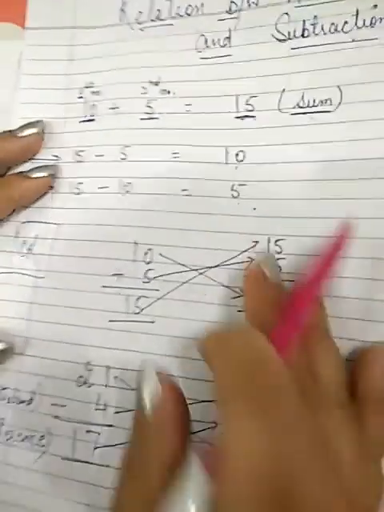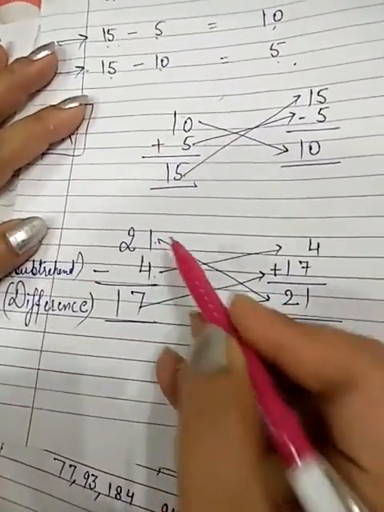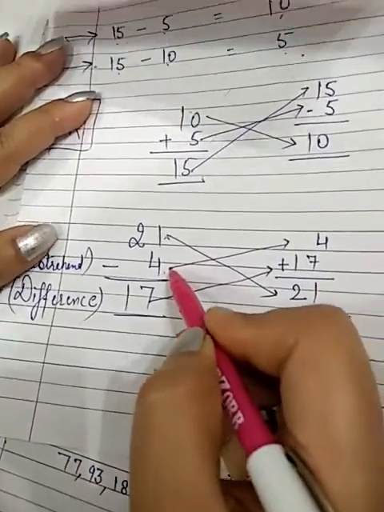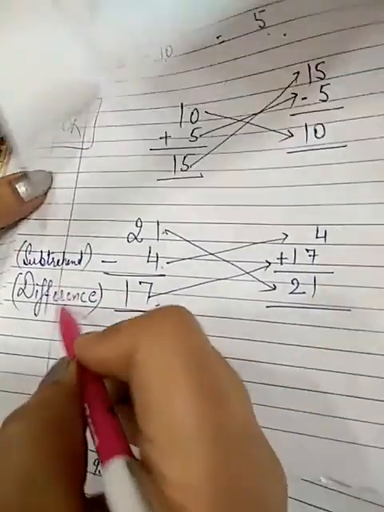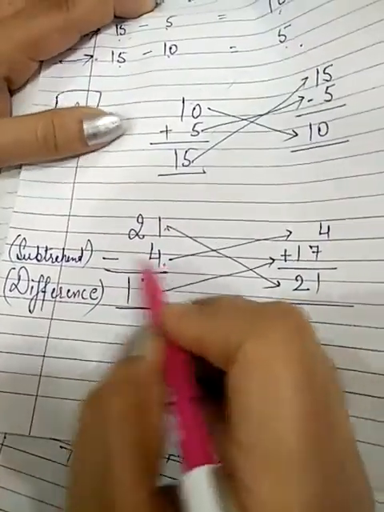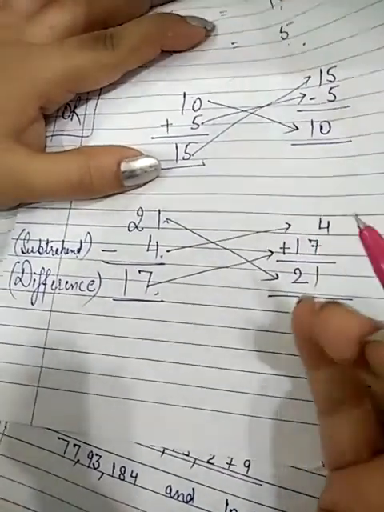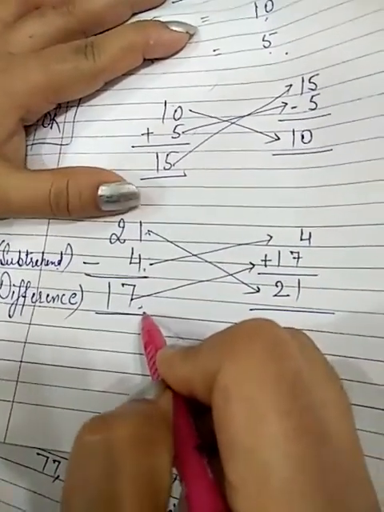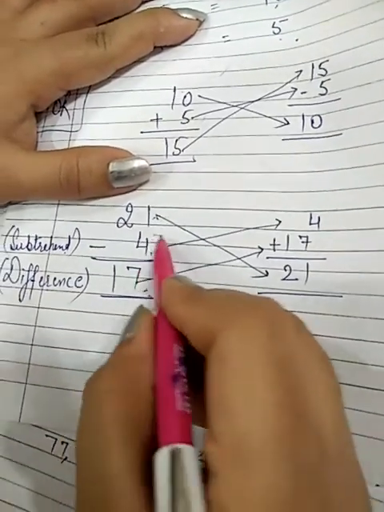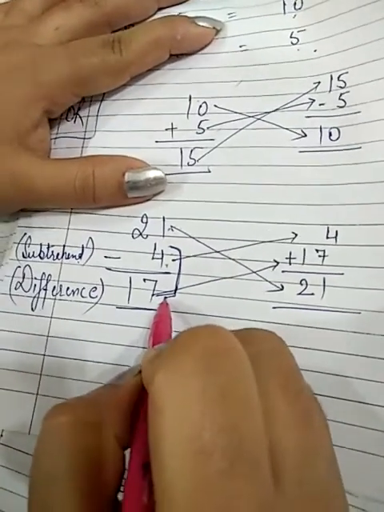Clear? Or you can also say that, see, I am subtracting these two, 21 and 4. So you will get the answer 17. 17 is called the difference, 4 is called the subtrahend. Now what is the relation? If you want to check whether your subtraction is correct or not, what will you do? You will add these two. You will add the subtrahend and the difference.